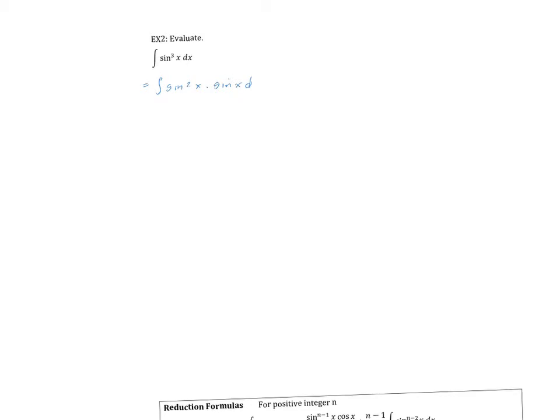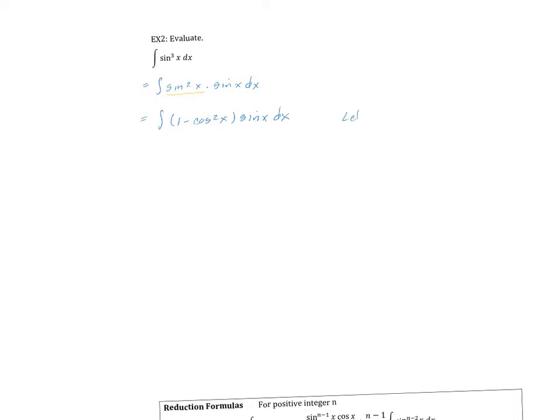So the reason we're going to do that is because then we can go ahead and replace sine squared with 1 minus cosine squared. Oops, and of course I forgot my dx. So what we're going to do is write the integral of 1 minus cosine squared x, and we have this sine of x dx, which will go away if I do a u substitution of cosine.